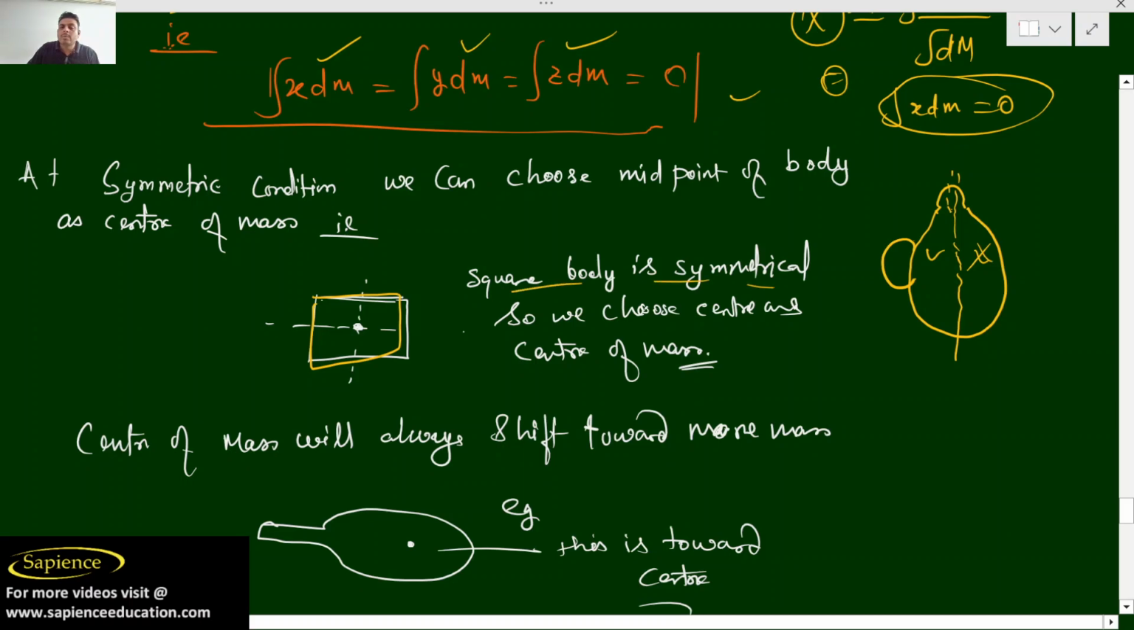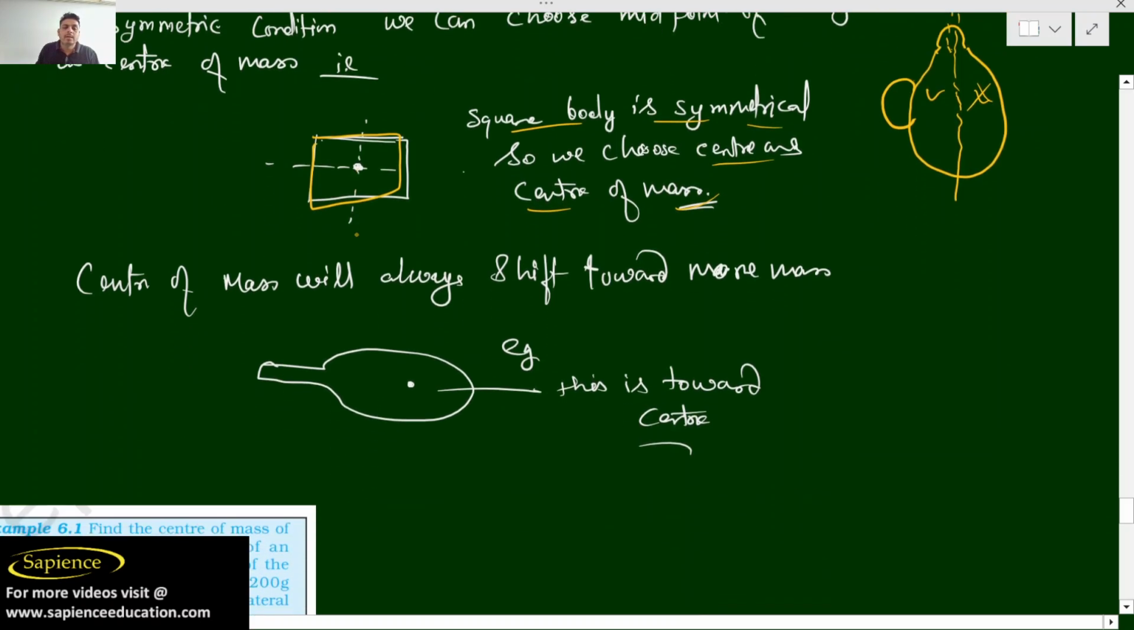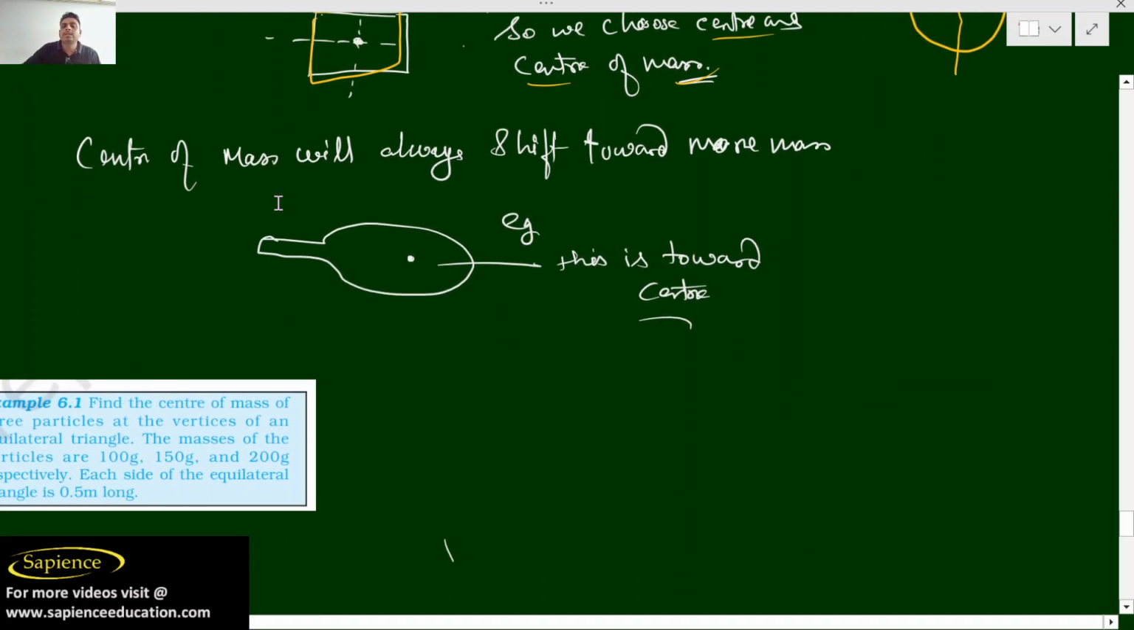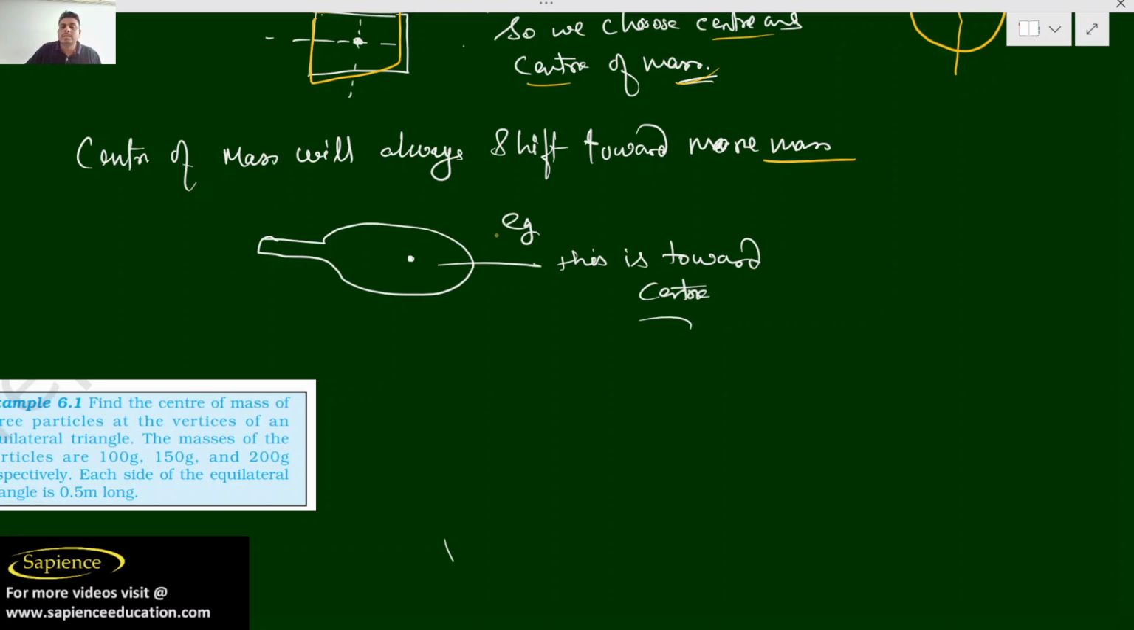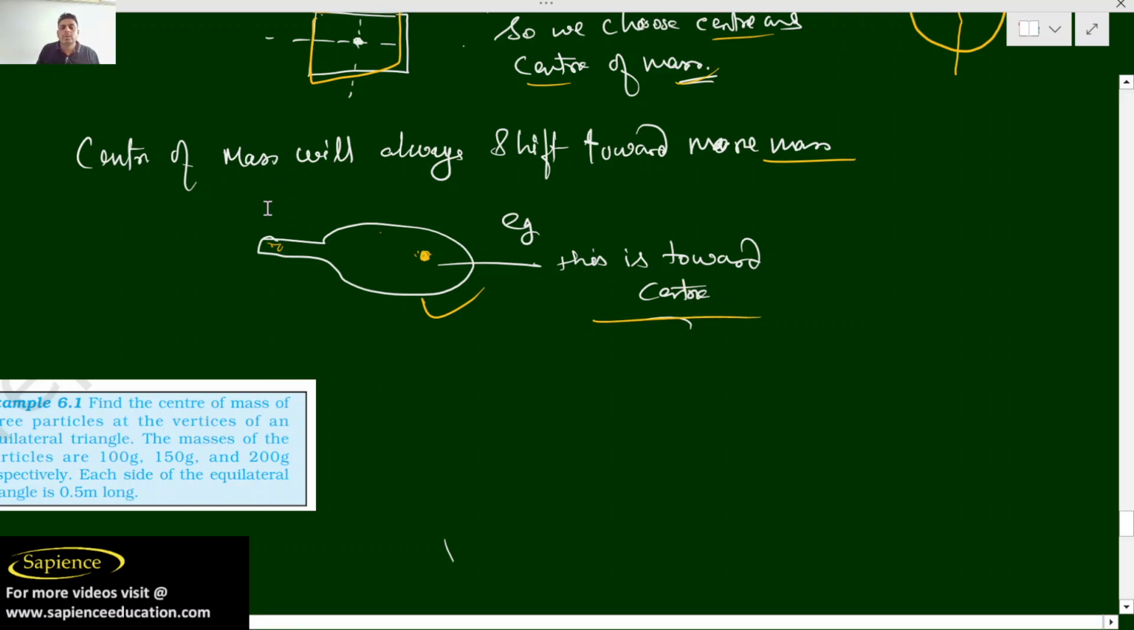For example, a square body is symmetrical, so we choose the center of the square as the center of mass. Now, the center of mass will always shift toward the more mass. See here, on this side less mass is there, but the center of mass will always shift toward more mass. It means it will lie at the point or area where more mass is concentrated. Okay, so this is very important. So logically you can do this.